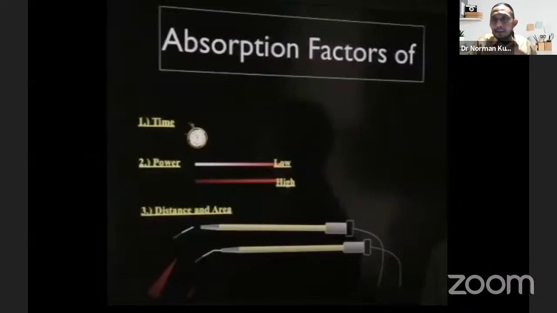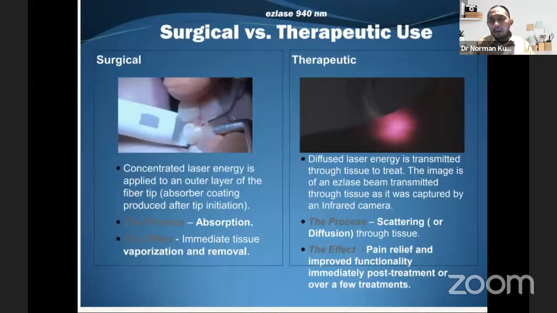The laser depends on the time, the power and the distance, and I will give you a brief further explanation about that. When we talk about laser, there are surgical and therapeutic lasers. When we choose surgical, we choose it for cutting. When we choose therapeutic, it means we choose low level laser therapy.